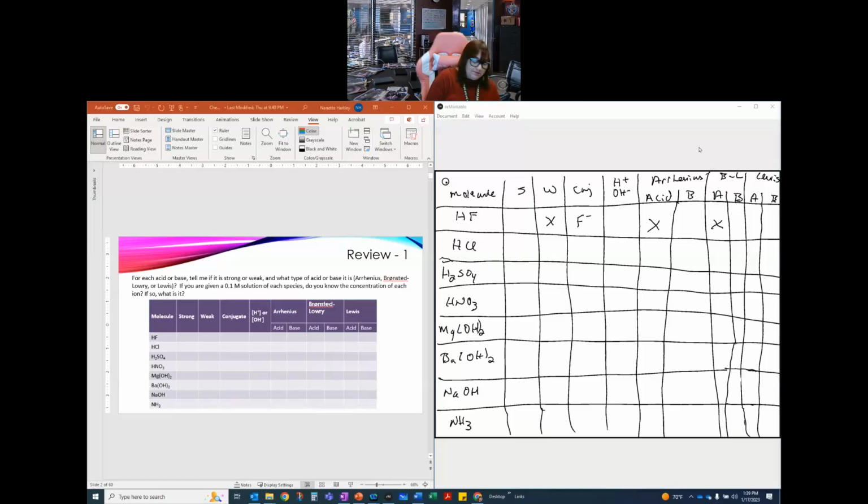HCl, strong or weak? Strong. Okay, awesome. Conjugate, once I take that H plus off, I get a Cl minus. Concentration is based on what I put in there, so 0.1 molar. Does it donate a proton? Yes, it does. That makes both of those, right? Does it accept a pair of electrons? No. Chlorine, again, is completely full. It's a halogen, so we can't do that. Right, so that is where we're done with that.